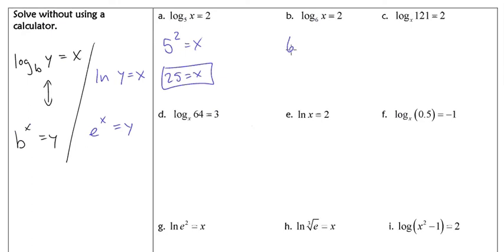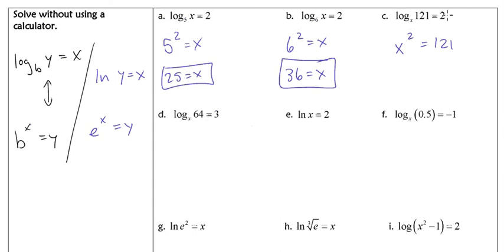So base 6 to the second power, here's our exponent, equals x. And that's going to be 6 squared is 36. So 36 equals x. All right. Log base x of 121 equals 2, so x to the second power is equal to 121.